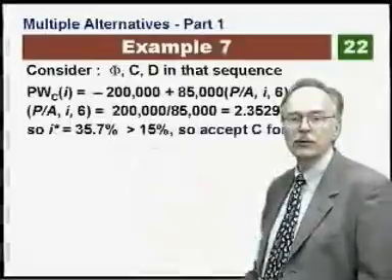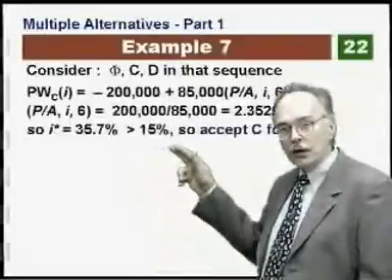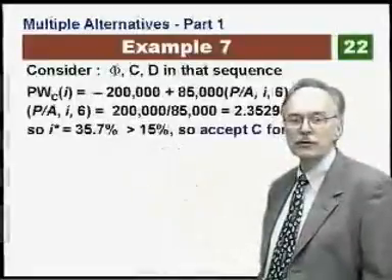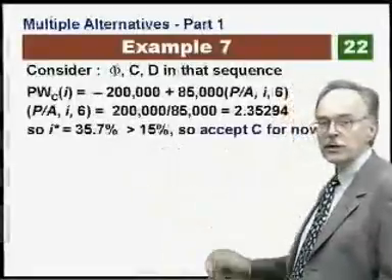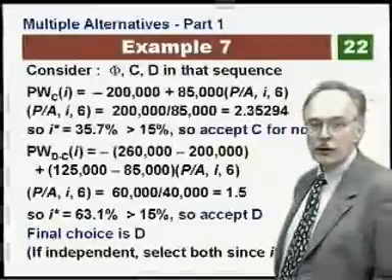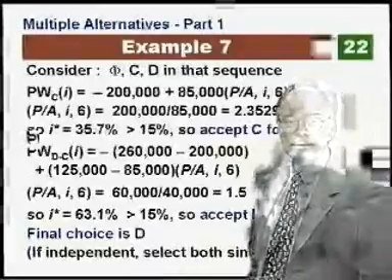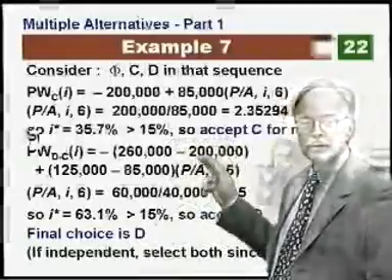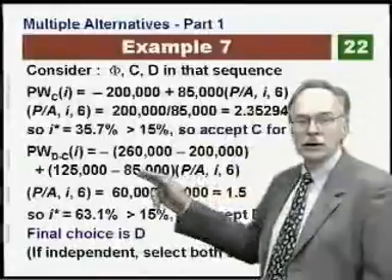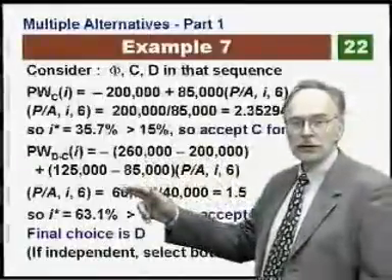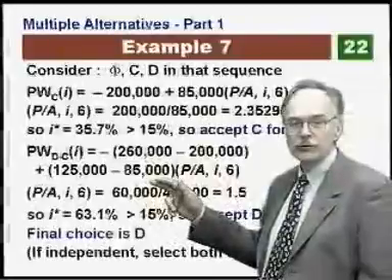the 40% table. Since this solving rate, the internal rate of return for C, exceeds the minimum attractive rate of return, we would accept project C for the time being. Then we look at the difference between the next project and the current defender. C is the current defender. D is now the challenger. The difference in investment is $60,000. The difference in the net annual inflows is $40,000.